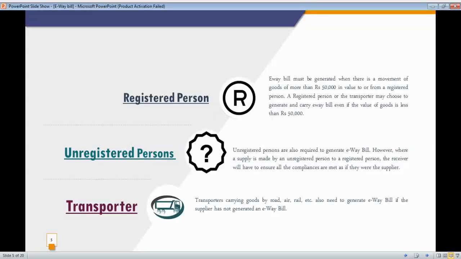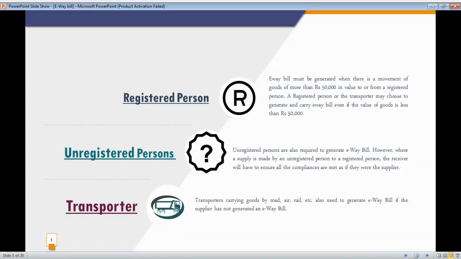The transporter also needs to generate an e-way bill if the supplier has not generated one. For example, a registered electronics wholesaler, who is the consignor, sells a large quantity of TVs to a registered retailer, that is the consignee. The one who sells is the consignor and the one who buys is the consignee. The retailer hires a third-party transport company to move the goods. If the wholesaler does not generate the e-way bill, the transporter can generate it based on the information provided by the wholesaler or retailer, such as the invoice number and goods descriptions.